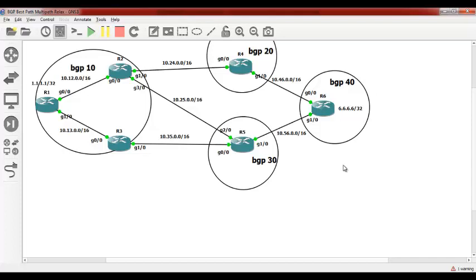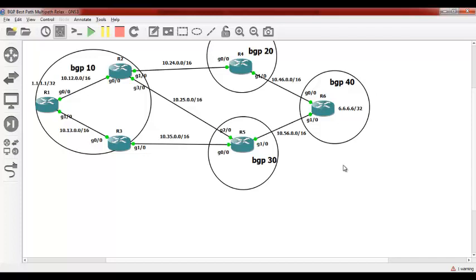Each autonomous system is a different organization. BGP 10 may be your company. BGP 30 and 20 may be your ISPs. BGP 40 may be your remote site. So these are all different autonomous systems. But one good thing is we have one common protocol end-to-end, BGP. It's one common protocol, BGP.